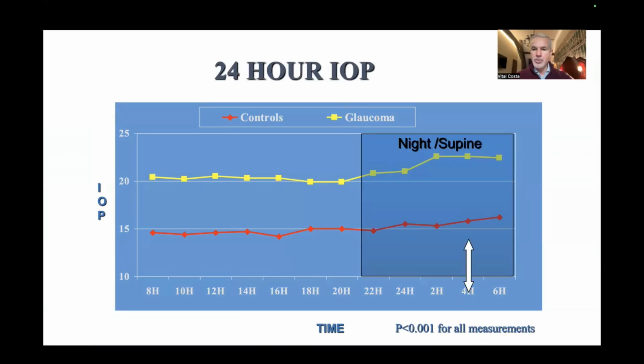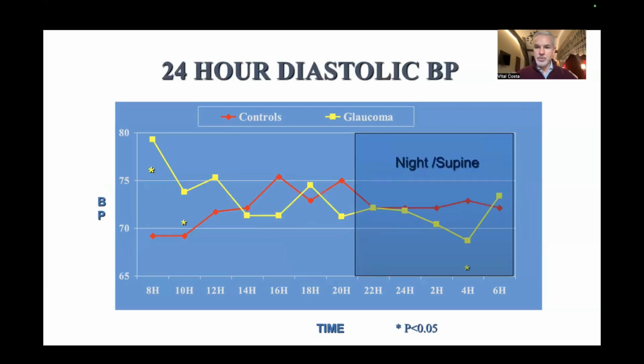I just want to isolate one specific hour, 4 o'clock in the morning. There was a 6.8 millimeter difference between patients with glaucoma and the controls. Now, if we look at the 24-hour diastolic blood pressure in these same patients, you'll see that at 4 o'clock in the morning, there's a decrease in diastolic blood pressure in patients with glaucoma of 4.2 millimeters of mercury.